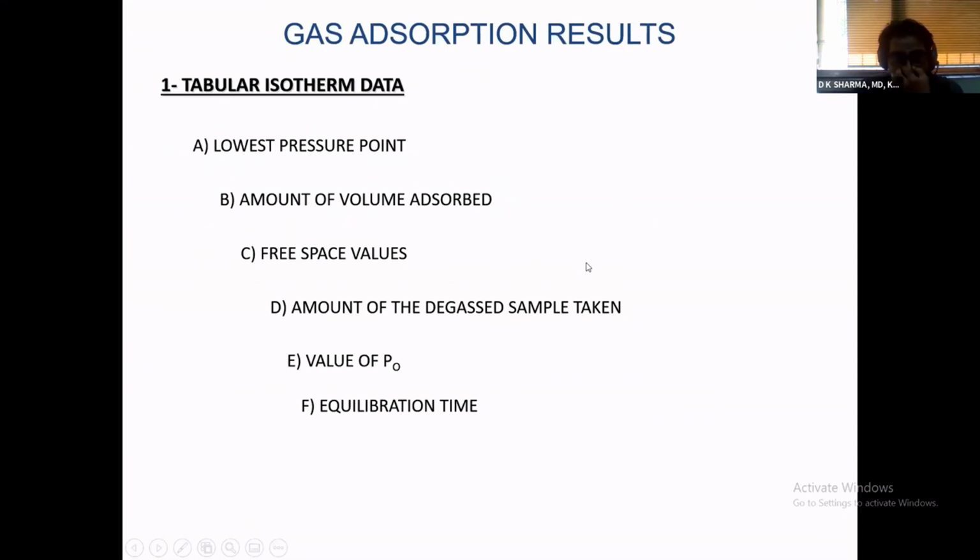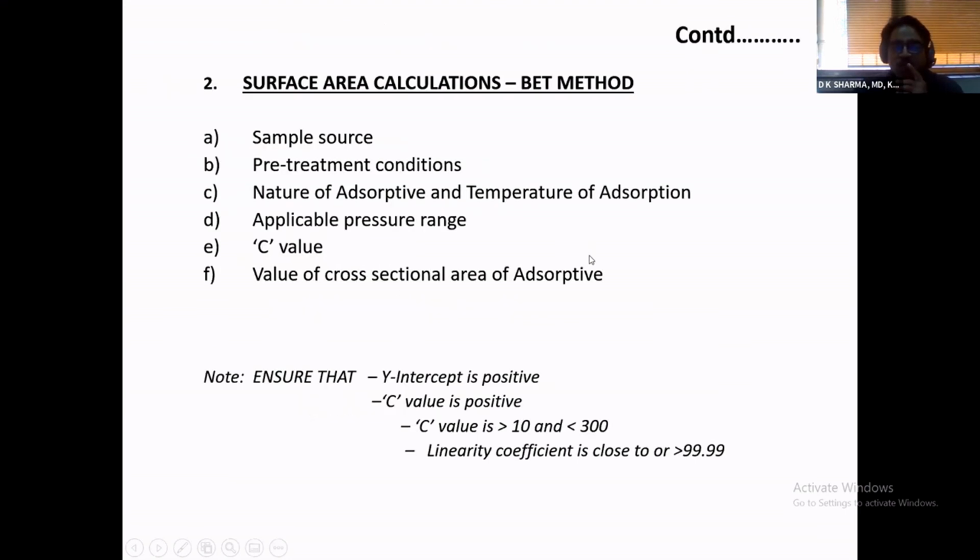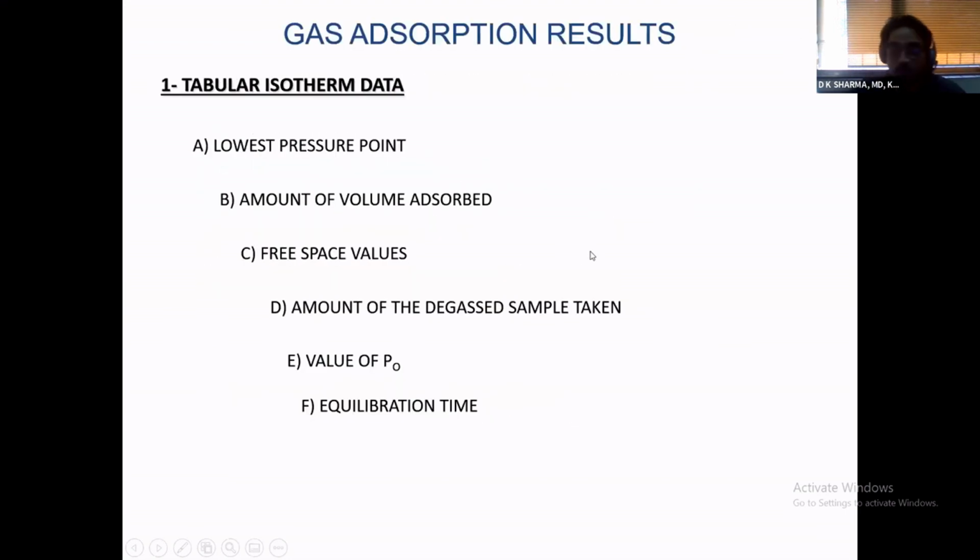Gas adsorption results. How do you make sure of the gas adsorption results? I'll be talking about that in the next 1 or 2 minutes, but these slides are there. Please go through them. These are the important things that must appear against all the adsorption data.